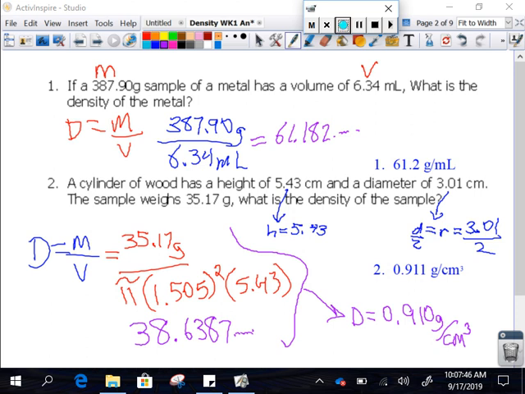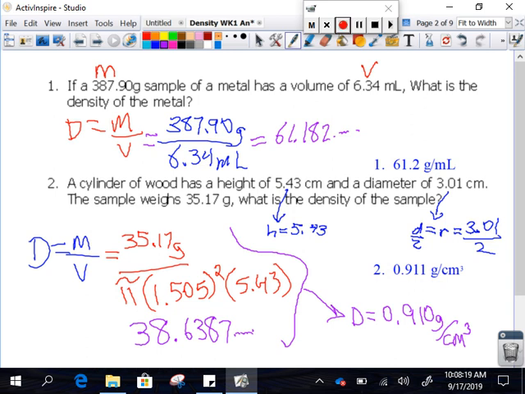So in our first two questions, we have to carefully read through the problem. We have a mass that's given as 387.90. You can see I've identified that as the mass. And we have a volume of 6.34 milliliters. I wrote down the density equation, and then I plugged in the mass and volume into those two variables. And then I did the division. The last piece for every math problem we do is always the rounding based upon the rules of significant figures.